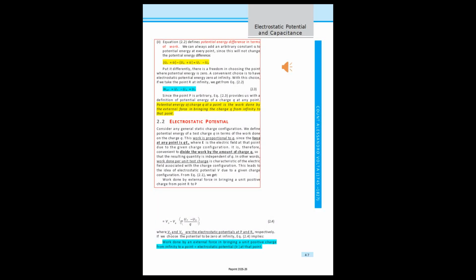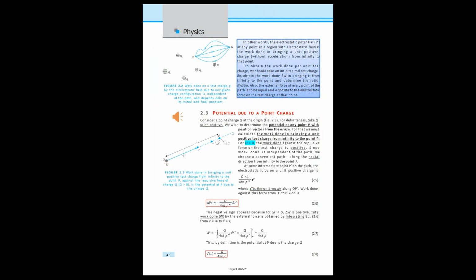From equation 2.1, we get work done by external force in bringing a unit positive charge from point R to P is given by the equation 2.4, where Vp and Vr are the electrostatic potentials at P and R, respectively. If we choose the potential to be 0 at infinity, equation 2.4 implies work done by an external force in bringing a unit positive charge from infinity to a point equals electrostatic potential, V, at that point. In other words, the electrostatic potential, V, at any point in a region with electrostatic field is the work done in bringing a unit positive charge, without acceleration, from infinity to that point.